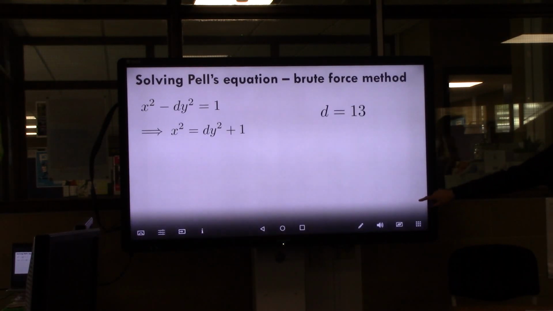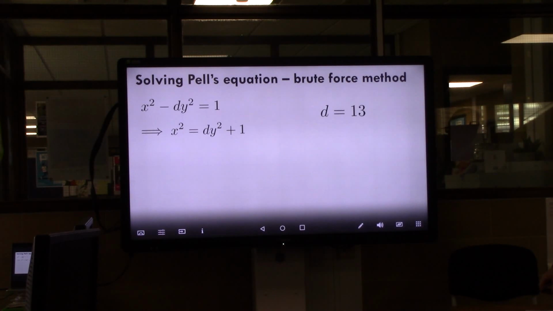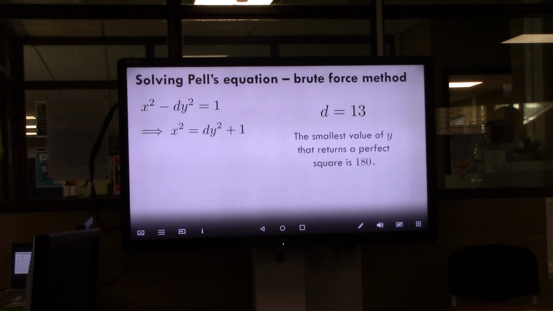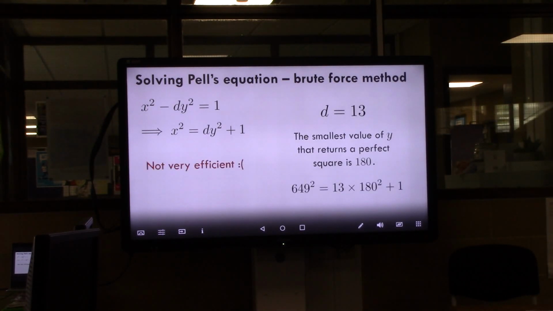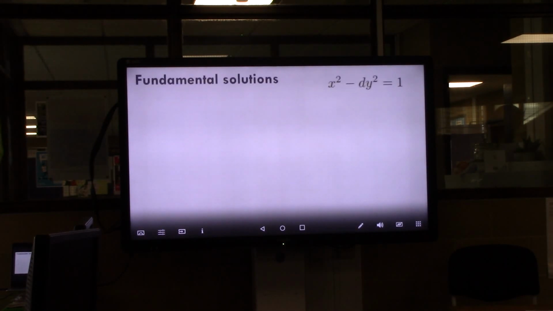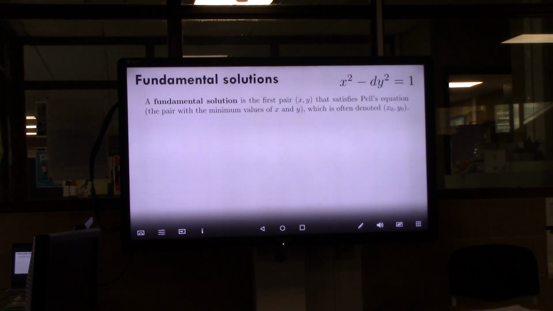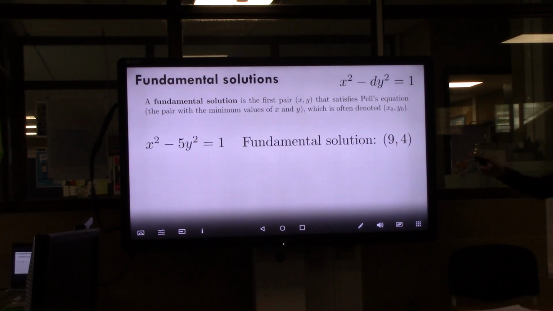Okay. If we try using the same method when d equals 13, the smallest value of y that returns a perfect square for x squared is 180, and you can see how that might take a long time to find. And so it's not very efficient. So the solution to the equation that we found when d equals 5, the first pair, which is x equals 9 and y equals 4, that is called our fundamental solution.